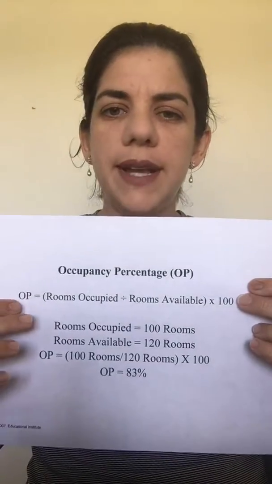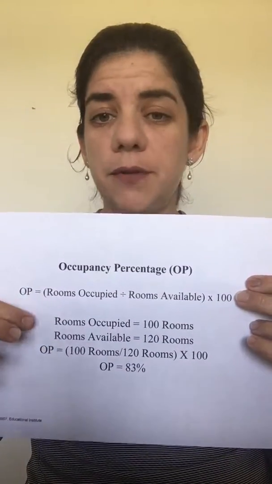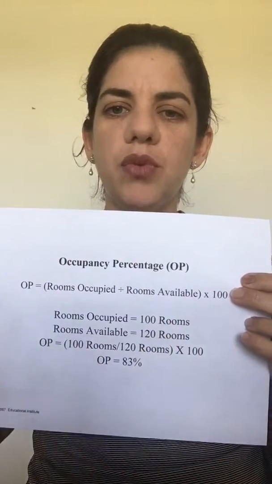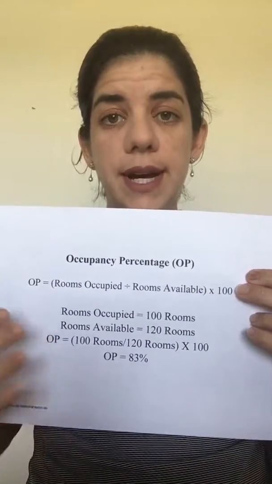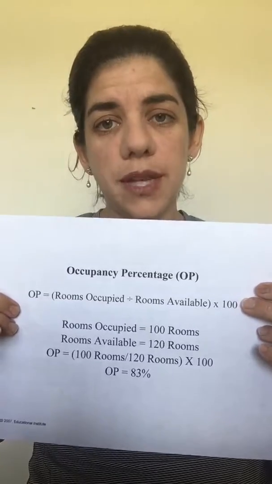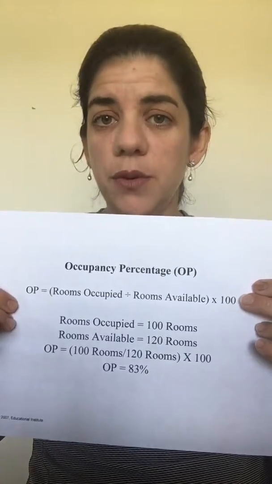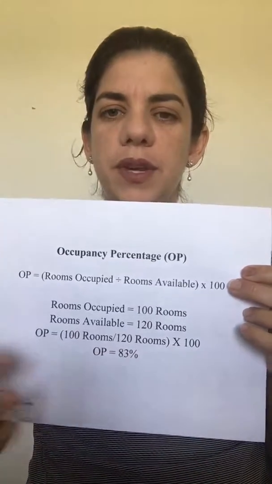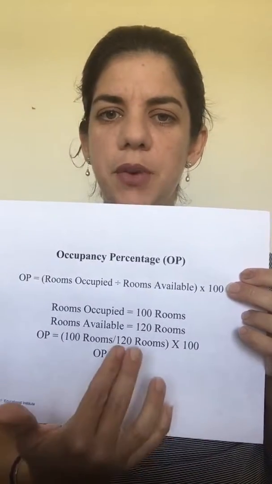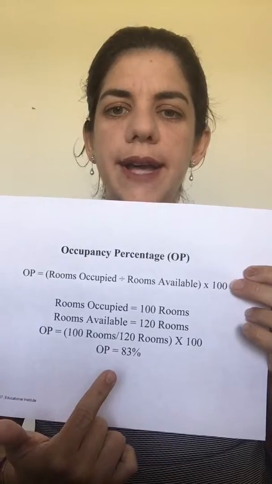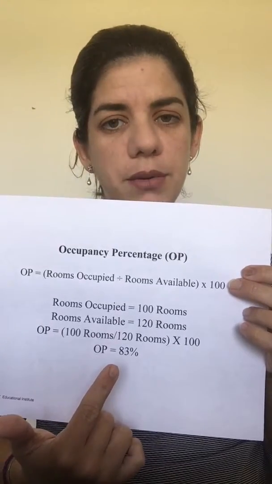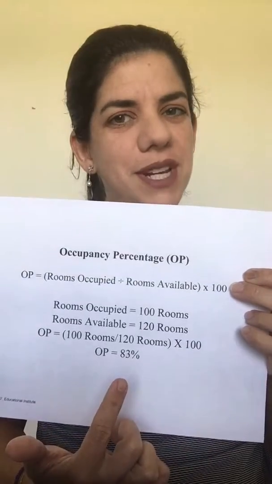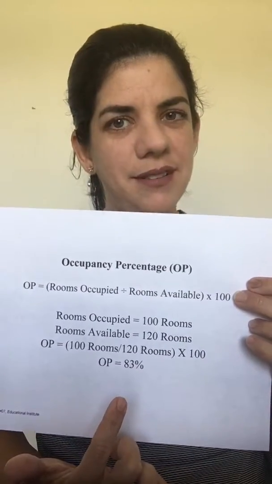So rooms occupied, we said from the previous example, we're going to use the same occupancy, 100 rooms. Let's say this hotel has 120 rooms in the property that are available for rent. So 120 rooms, we're dividing 100 by 120. Our answer should be 0.83, or when multiplied by 100, in order to turn it into a percentage, we get 83%, right?